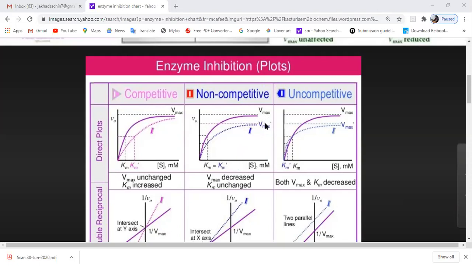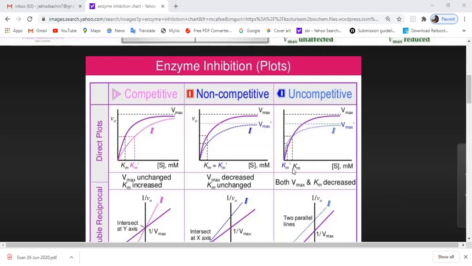Then there is another kind of inhibition which is very unusual. This is uncompetitive inhibition. In this case, this curve has a shift like this. The Km value is decreased. Also, the Vmax value is decreased. If this decreases and this also decreases, it will move towards the left-hand side. So this curve is something like this.